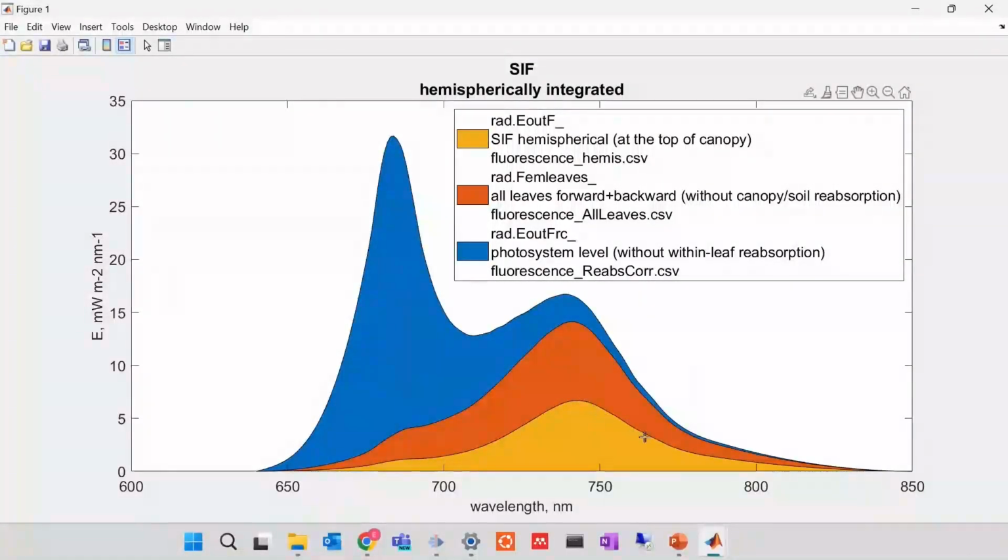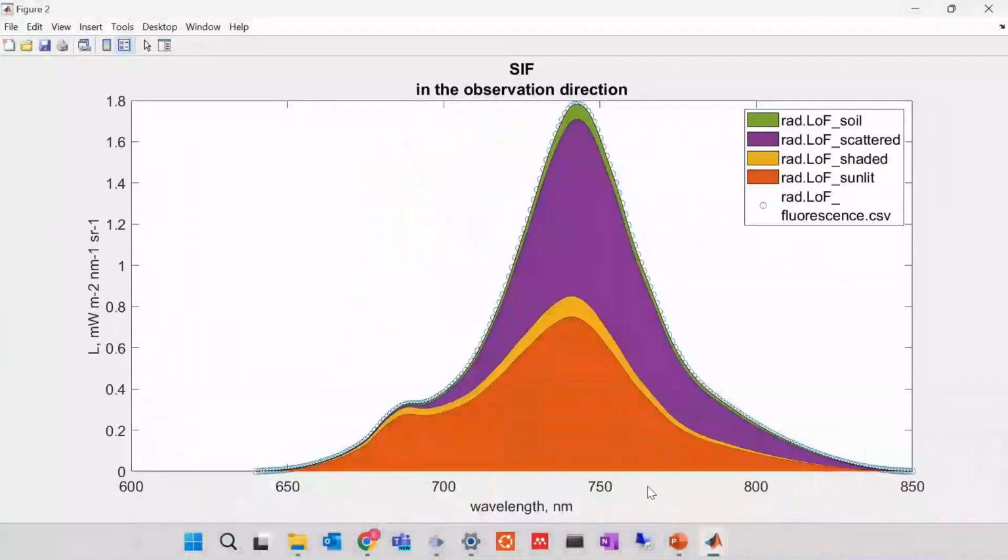Now, let's talk about this part that we can actually observe. With SCOPE, we can also decompose it. In this case, I'm talking about radiances, so it's in the direction of observation. The unit of the radiance is here. So this curve is what an observer would see. This is fluorescence emitted by sunlit leaves directly in the observation direction, and by shaded leaves, only this small portion, in the observation direction. The rest is, of course, also fluorescence emitted by leaves, but not in the observation direction.